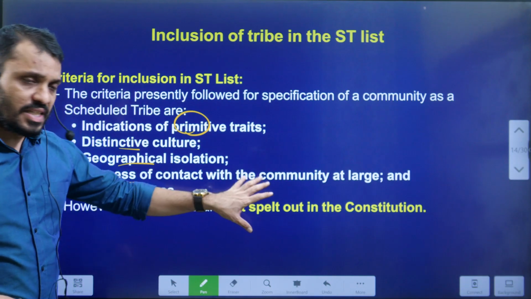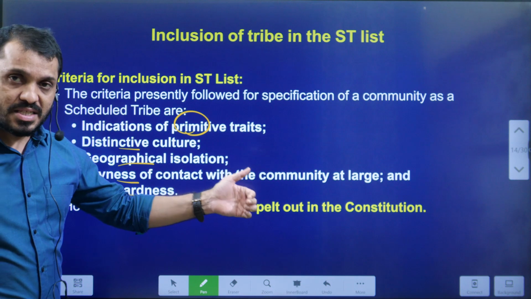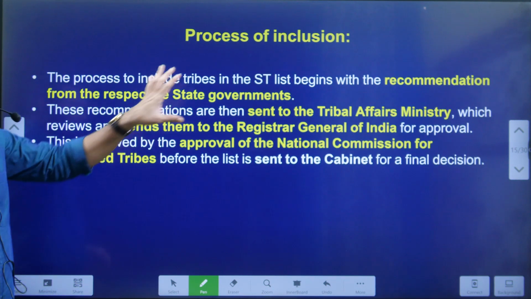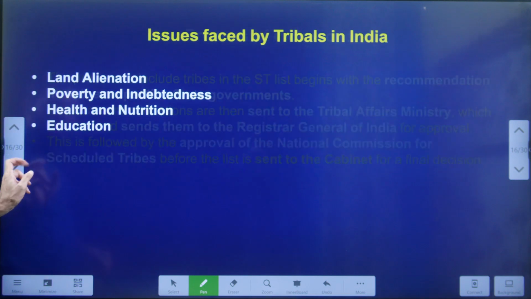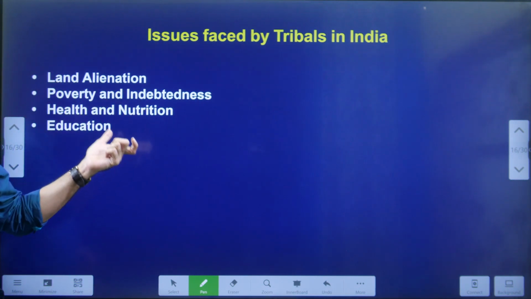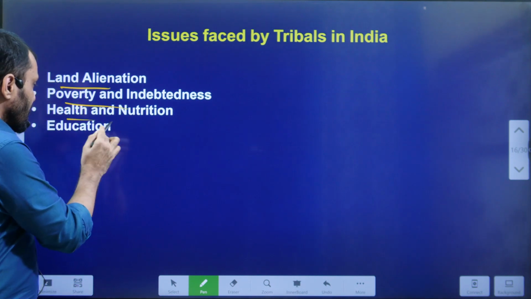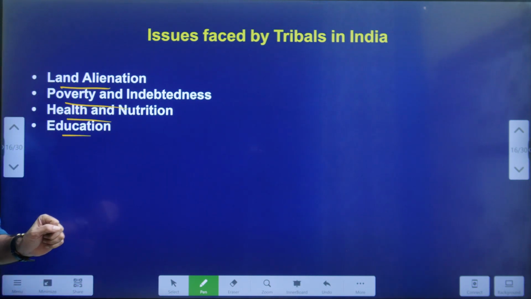Okay, who will get the ST status? It is not defined in the Constitution, not mentioned in the Constitution. The process of inclusion was already mentioned in the previous one. What are the major issues faced by the STs in India? Such as land alienation, poverty, health and nutrition, and education.